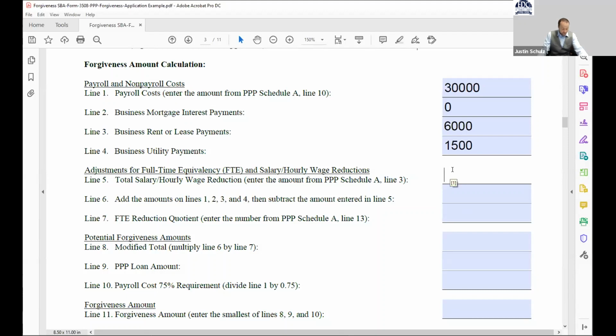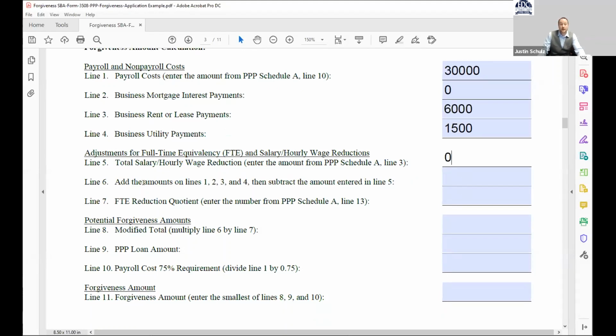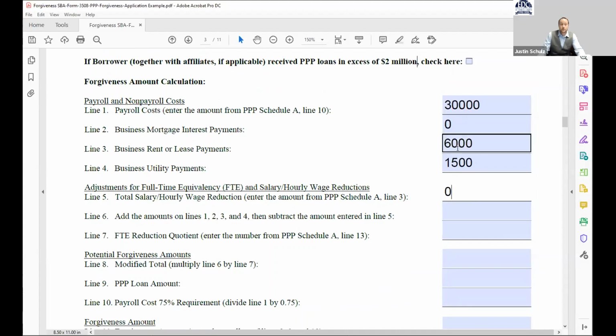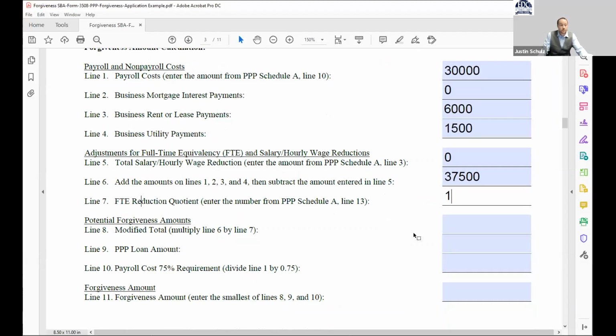On line 5, which was the total salary hourly wage reduction, in this example, there was no reduction, so it was 0. We're going to add lines 1, 2, 3, and 4, and then subtract this box. If this box is positive, that's bad on the forgiveness side. This comes out to $37,500. Now we're going to do the calculation for the FTE reduction, and this would be a percentage if you had reduced your employees. In this case, they didn't, so the number is 1, which is 100%. So they had 100% of their employees.